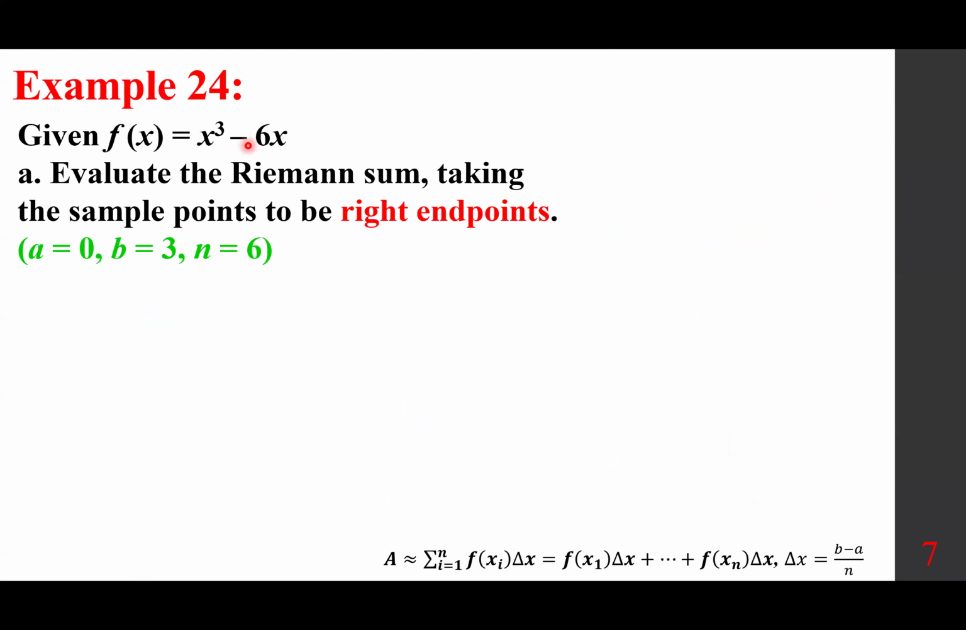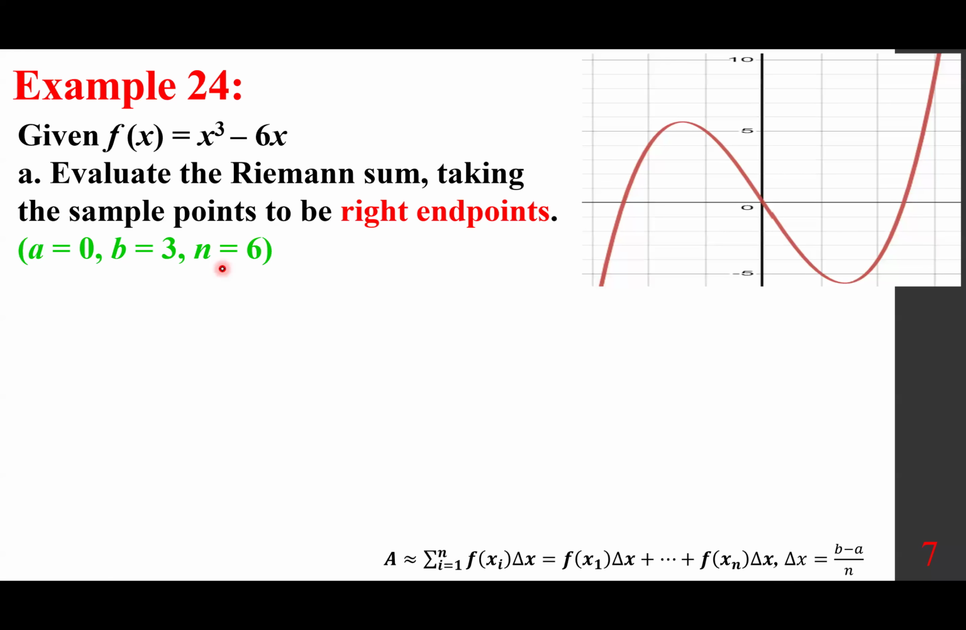Given f of x equals x cubed minus 6x, evaluate the Riemann sum, taking the sample points to be the right endpoints. A is 0, B is 3, N is 6. So first of all, here's the graph. And here's number 3. And we want this.